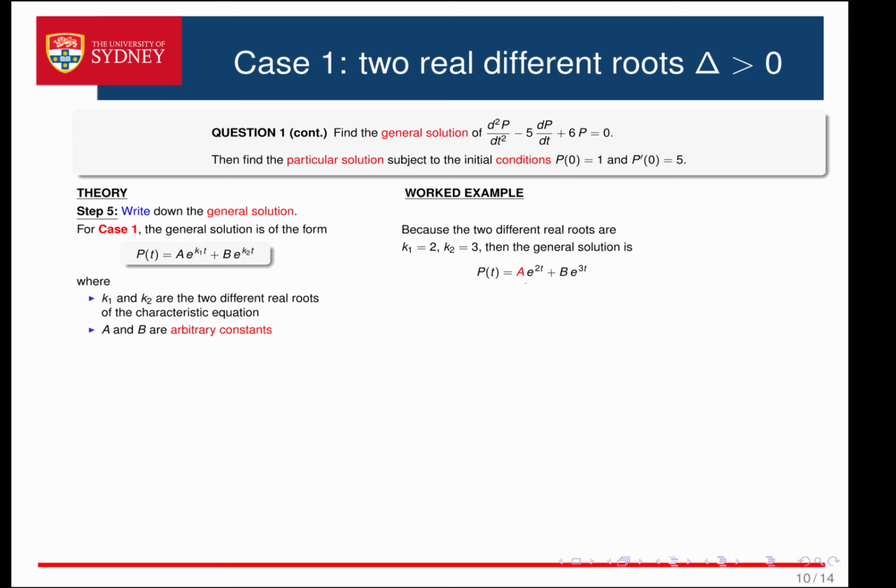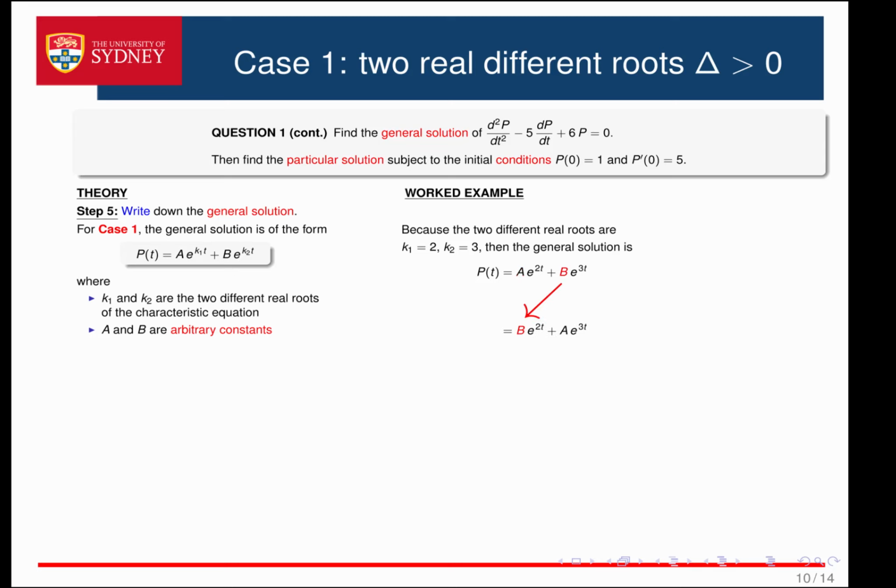For our example, the two real and different roots to the characteristic equation are 2 and 3. Here we have chosen k1 to be 2 and k2 to be 3. We note here that this choice is arbitrary. Therefore, the general solution is p of t equals a e to the 2t plus b e to the 3t, where a and b are arbitrary constants.